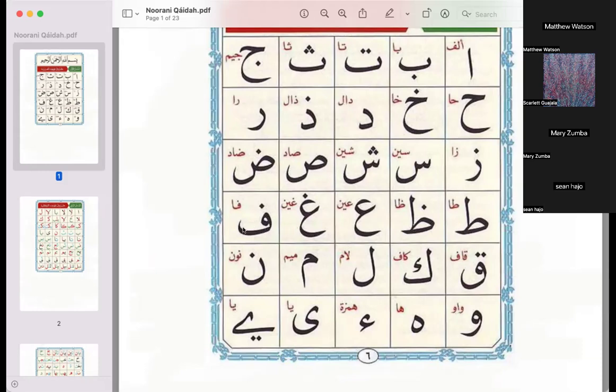Are you using the book or are you looking? I'm using the book. After ghain, fa. Yes. F, and the sound is f. Yes.